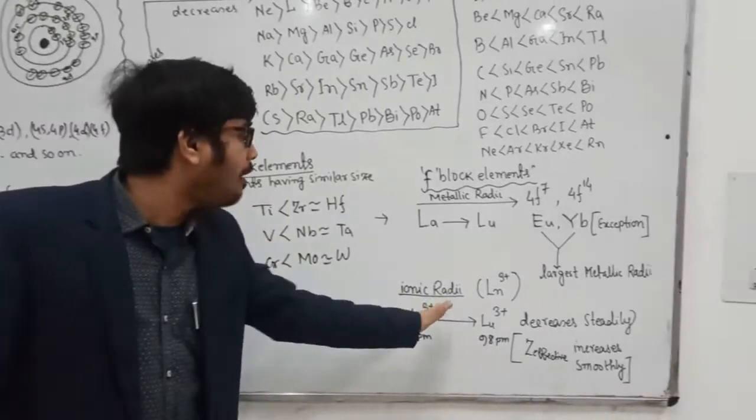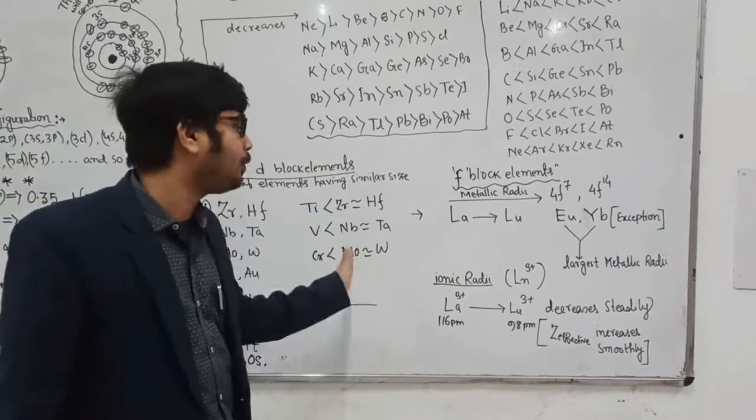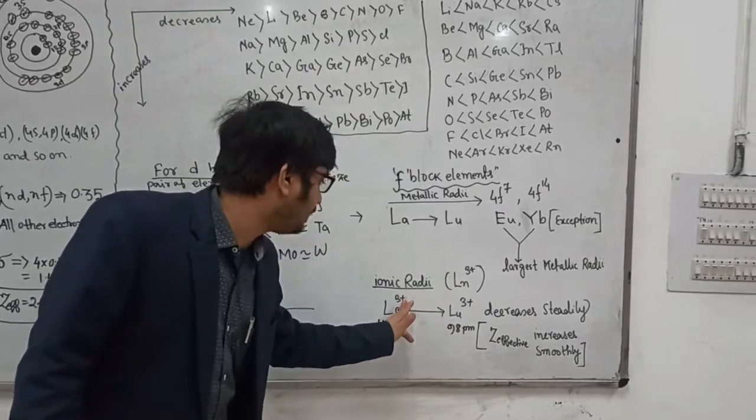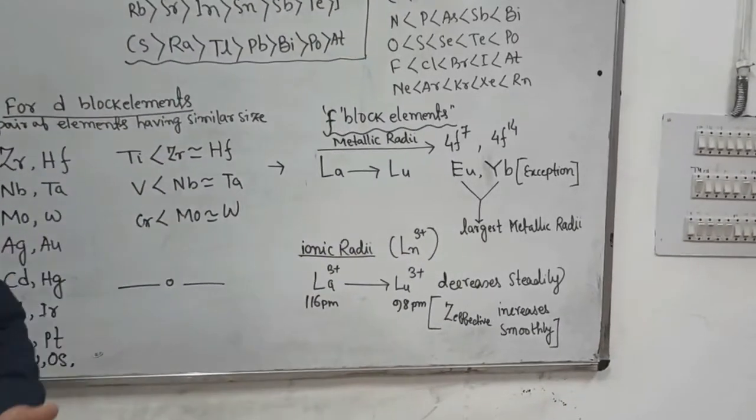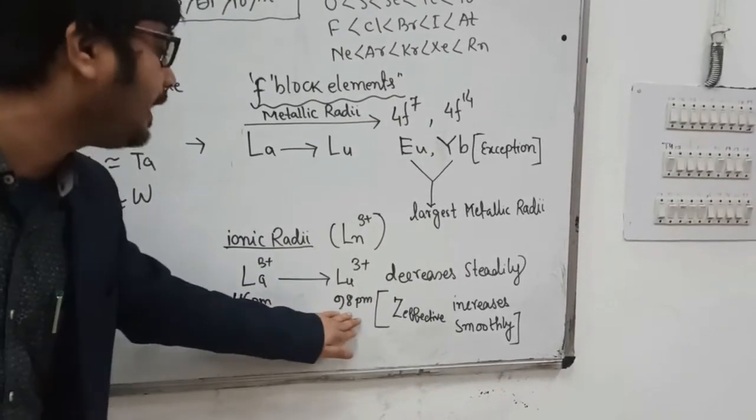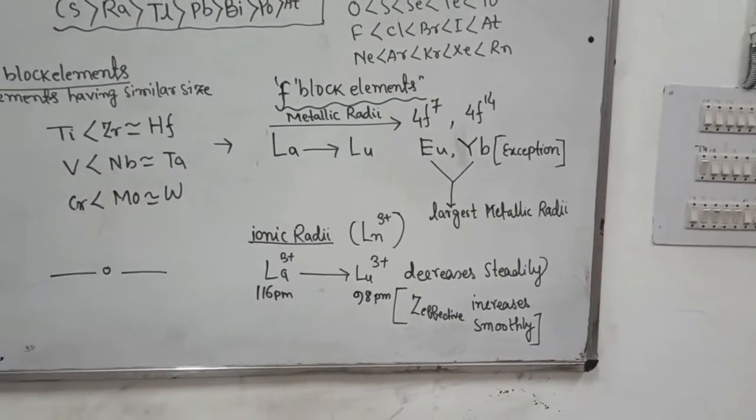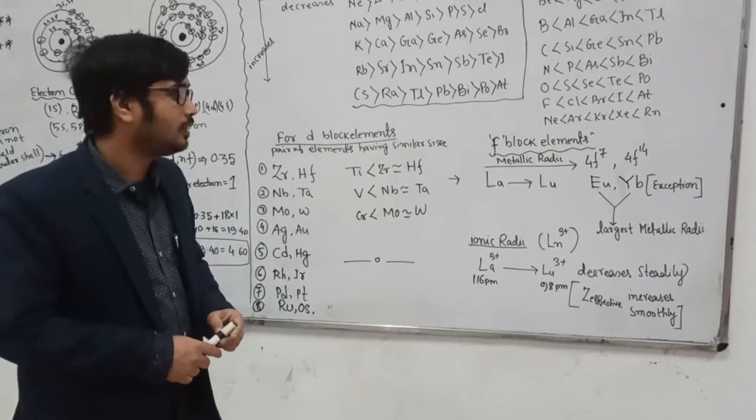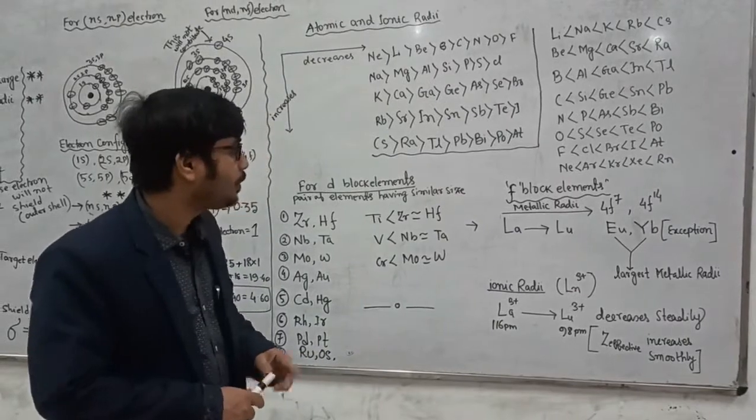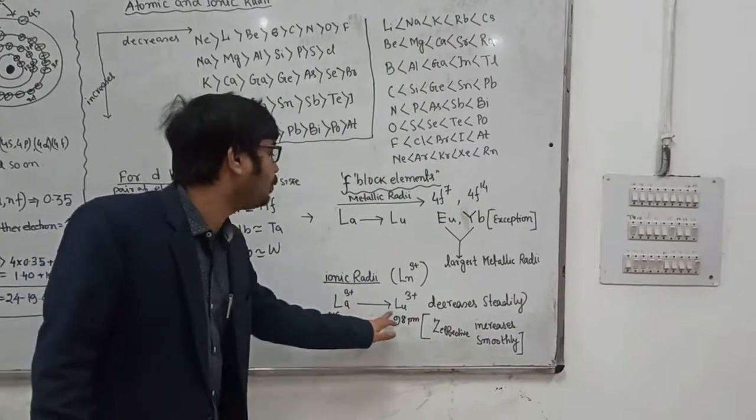Now in case of ionic radii, there is no discrepancy. The radii decrease from left to right, that means from lanthanum to lutetium. Ionic radii, that is lanthanide 3 plus, because lanthanides show the plus 3 oxidation state. So from lanthanum 3 plus to lutetium 3 plus, the ionic radii decrease steadily, and this decrease is so steady and smooth that it is not found in any group or period in the periodic table. Why does this happen? Because Z effective increases smoothly from lanthanum to lutetium.